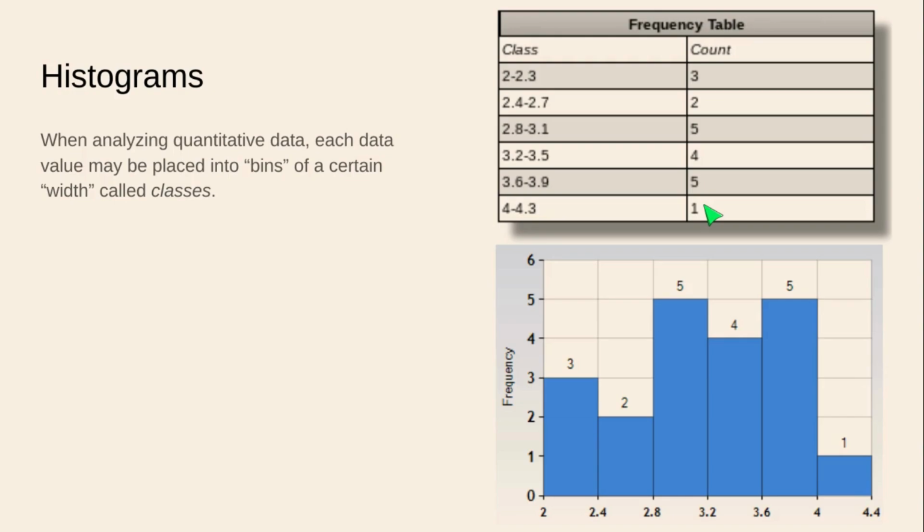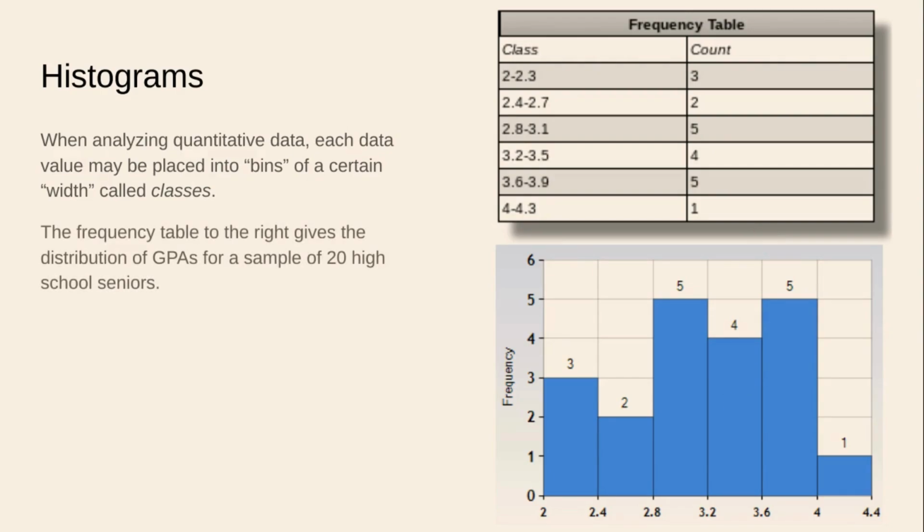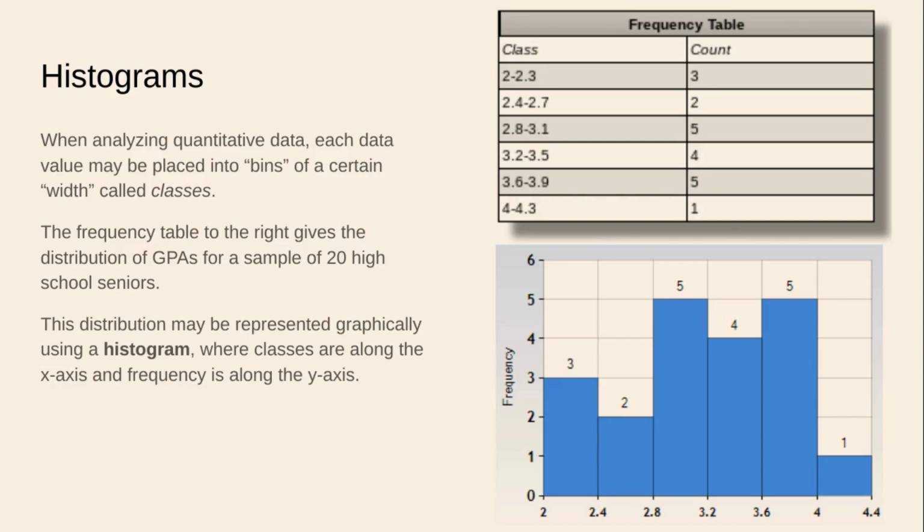But we haven't made a graph yet. How do we get from here to here? Well, the frequency table to the right gives the distribution of GPAs for a sample of 20 high school seniors, and that's all fine and good, but if we were to display it graphically, we would allow the data to speak a little more. So let's do that. The distribution may be represented graphically using a histogram. That's this guy right here, where the classes are along the x-axis, and the frequency, or how many data values fall into each class, is on the y-axis.